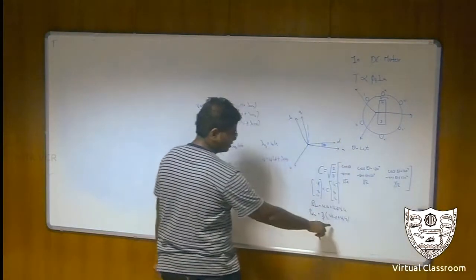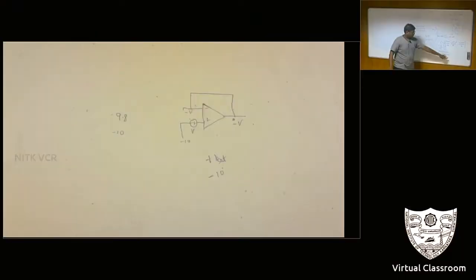So power is P dq, 3 by 2 into VD id plus VQ iq, and I need the torque. Torque is equal to power divided by omega mechanical speed, correct? So power is 3 by 2 into VD id plus VQ iq, divided by omega m. On simplifying this, I'll get the following.